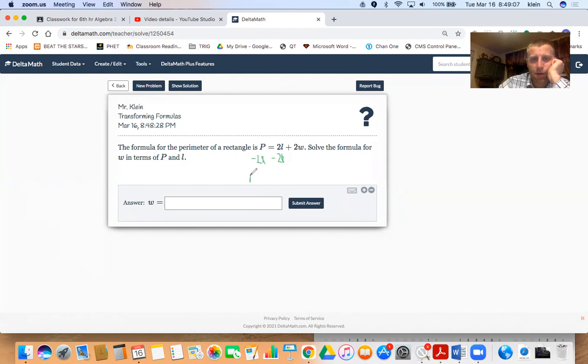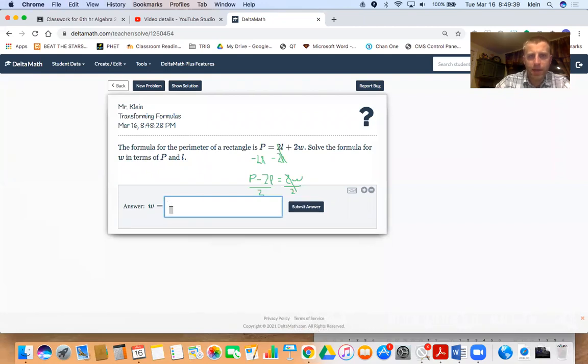So I've got P minus 2L equals 2W. Okay, we're trying to solve for W, so to do that, divide by 2. Again, you divide this whole side. When you divide, you always do the whole side by 2. So I just got to put this in. Okay, so I got to do a fraction. In the top, I've got P minus 2 lowercase l. In the bottom, I've got 2.